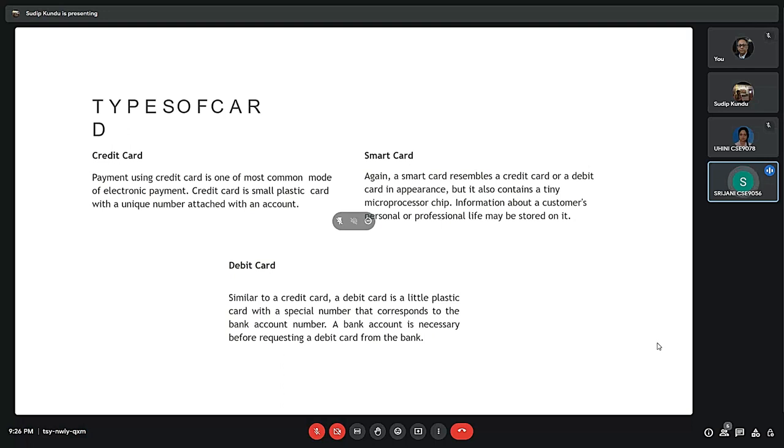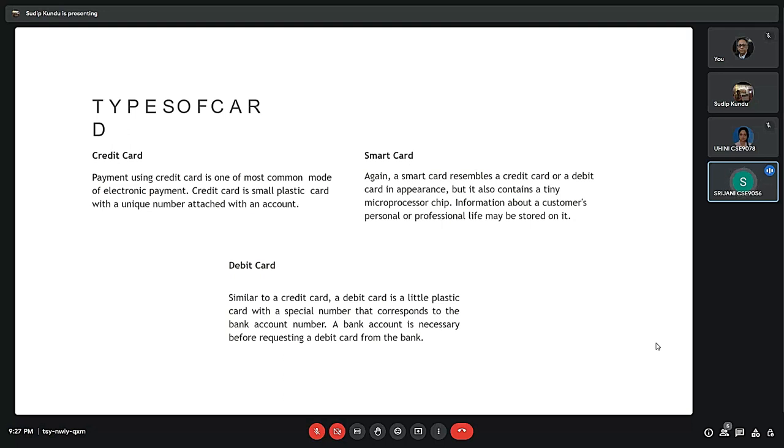Some of the features mentioned on a credit card are the credit card holder's name, the merchant, that is the seller of the product who can accept credit card payments, the card issuer bank, that is the card holder's bank, the acquirer bank, that is the merchant's bank, and the card brand, for example Visa or MasterCard.